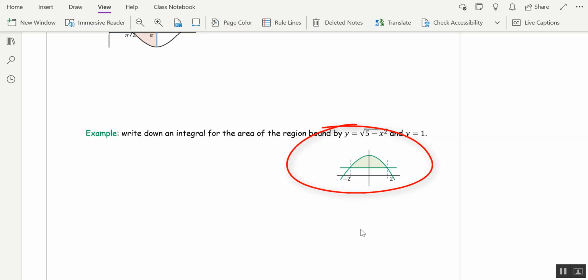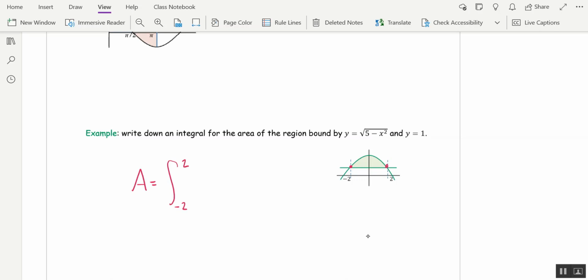And those two curves, you can check this, but those two curves meet at -2 and 2. So the area is simply the integral from -2 to 2 of the top curve minus the bottom. The top curve is the square root of 5 minus x squared, and the bottom curve is 1. And then dx, don't forget your dx. So that's it. This is top, and this is bottom.